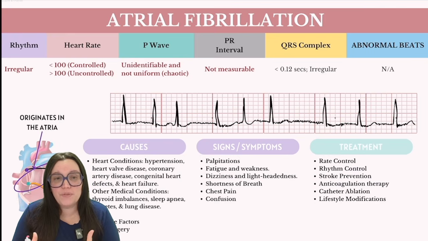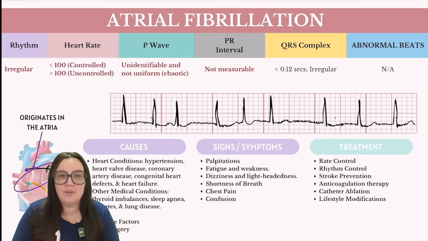So with stroke prevention, due to that high risk of blood clotting in those atria, you're going to see patients on anticoagulants, also known as blood thinners, like warfarin or newer agents that may be prescribed. If all else fails, we could see catheter ablation, which is a procedure that destroys the area of heart tissue that is causing the irregular signals.